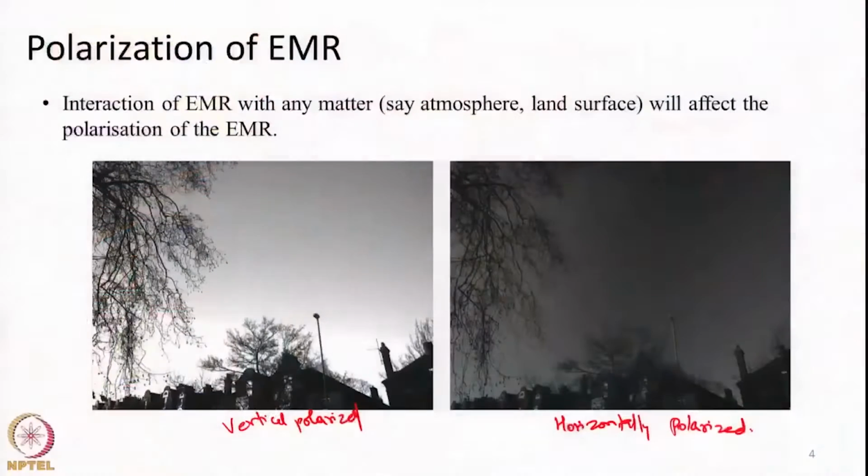Like in the photograph shown in the slide itself, the one on the left actually removed all the horizontally polarized light. So, from the total amount of radiation coming towards the camera, a certain amount of energy is removed, and only vertically polarized light is allowed in.